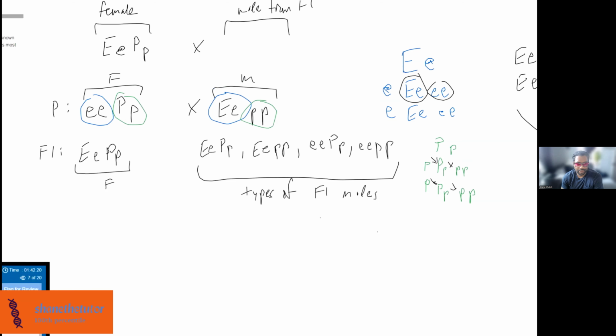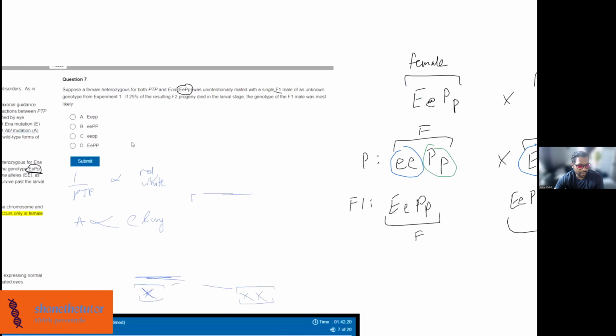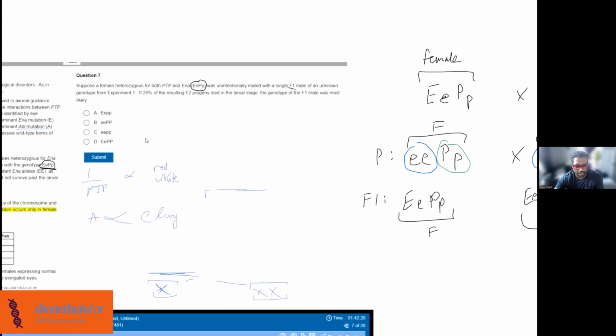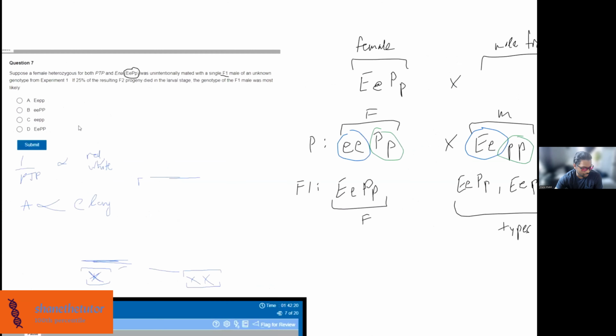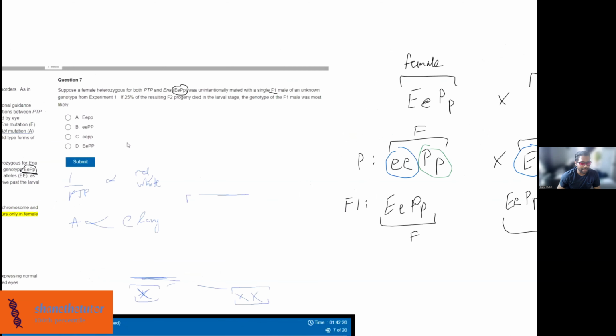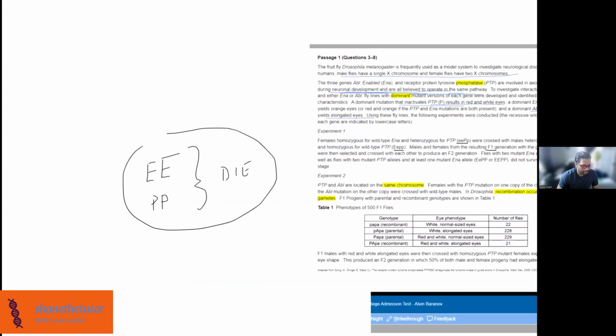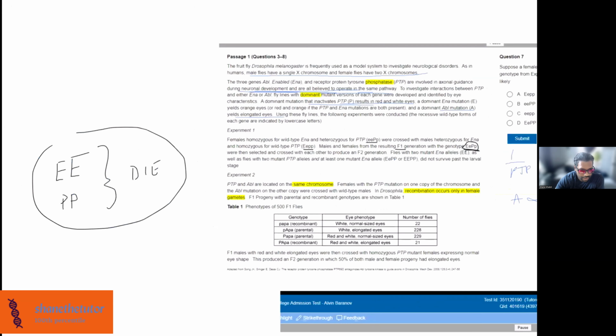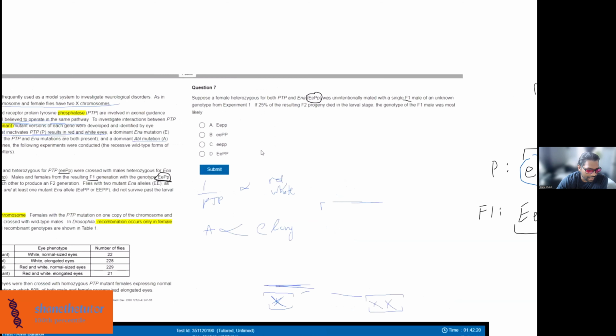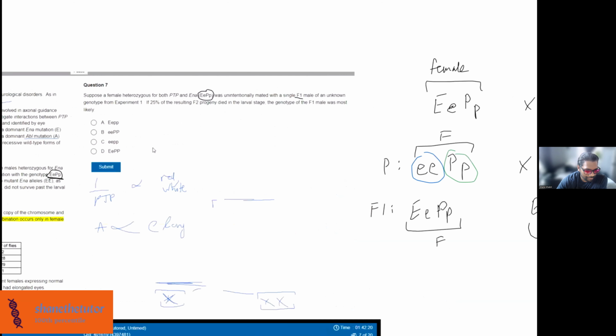Males. Okay. Now, going back to this question here, as we cross these, it's going to give us an F2 generation, and they're saying that 25% of the F2 generation died during the larval phase or stage, which means that it must have these conditions, right? Either two big E's or two big P's, okay? Now, the choices that are given to us are big E, little p, little p.